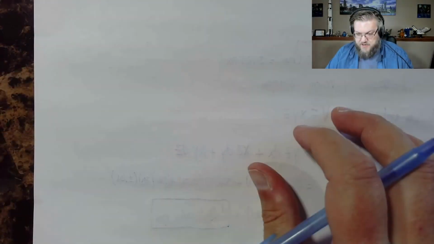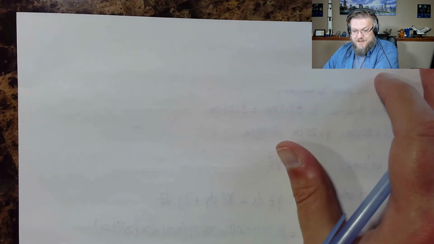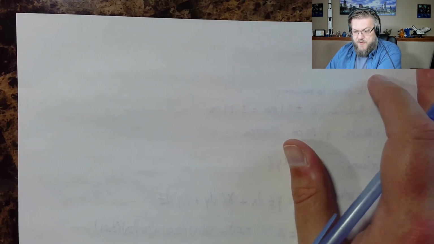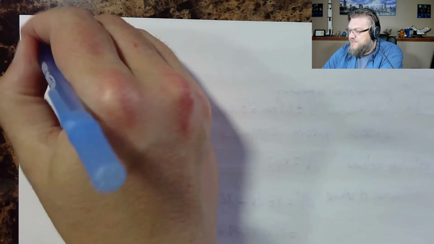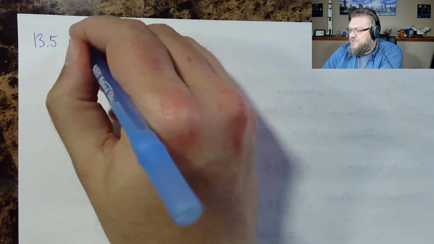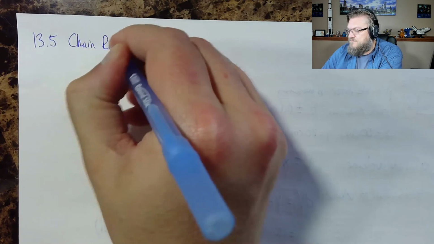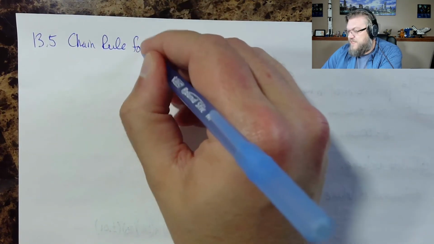Now, I'm going to move on to 13.5 here. 13.5 I'm not covering very deeply, but it is called the chain rule for functions of several variables. So we are going to get a little bit of a taste of what it means to talk about the chain rule in higher order derivatives and higher order functions and things like that. So 13.5, talking about the chain rule for functions of several variables.